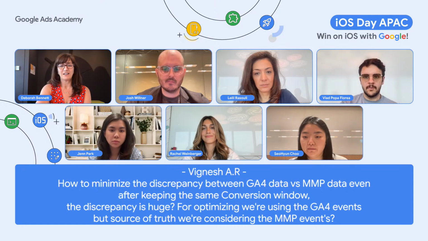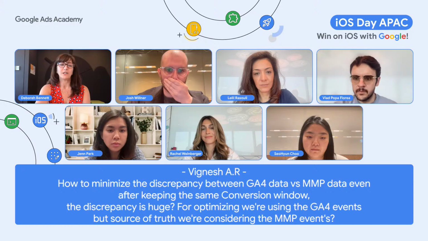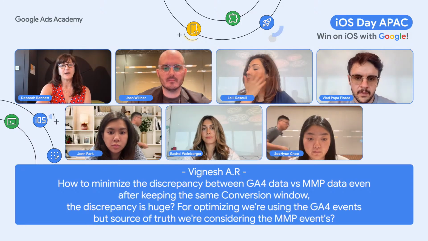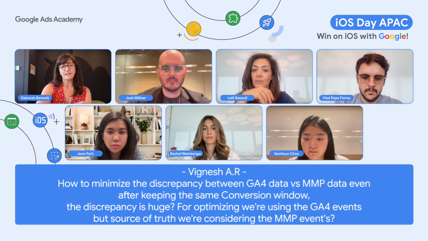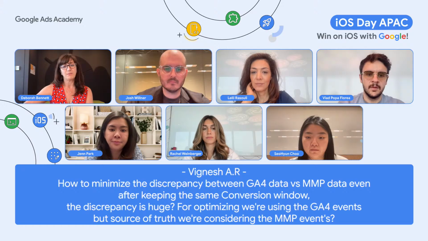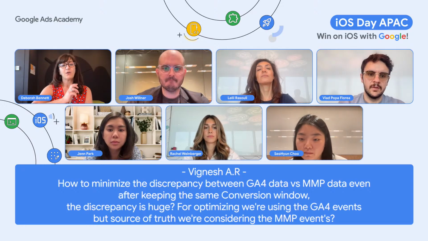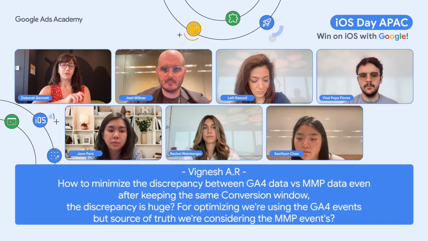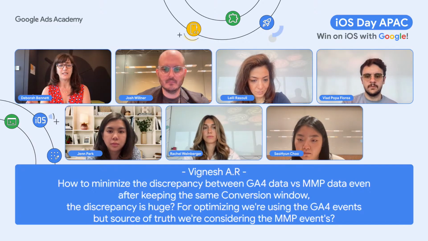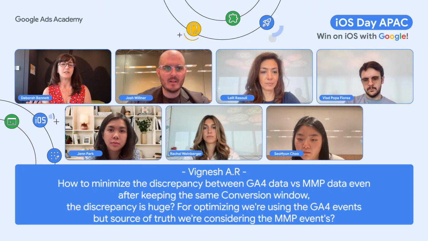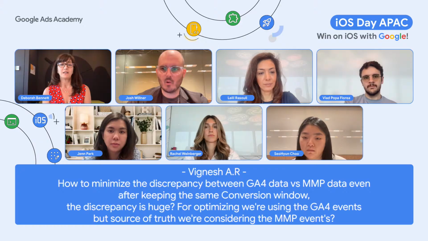Okay, this is a nice long one and a really interesting one as well. This is around a customer that is optimizing using GA4 events, but the source of truth they're looking at in terms of attribution is MMPs. So the question is how you can minimize the discrepancy between GA4 data and your MMP data, even with the same conversion window. You may see some discrepancies there. So here, maybe you want to hit this one as well.